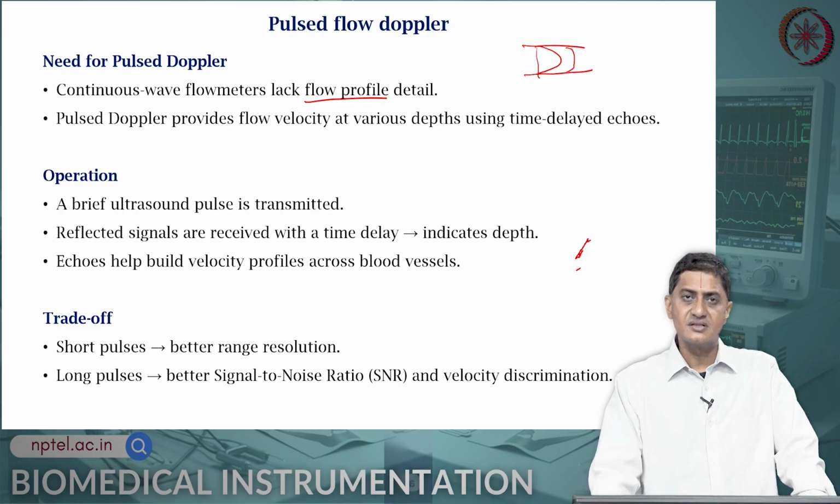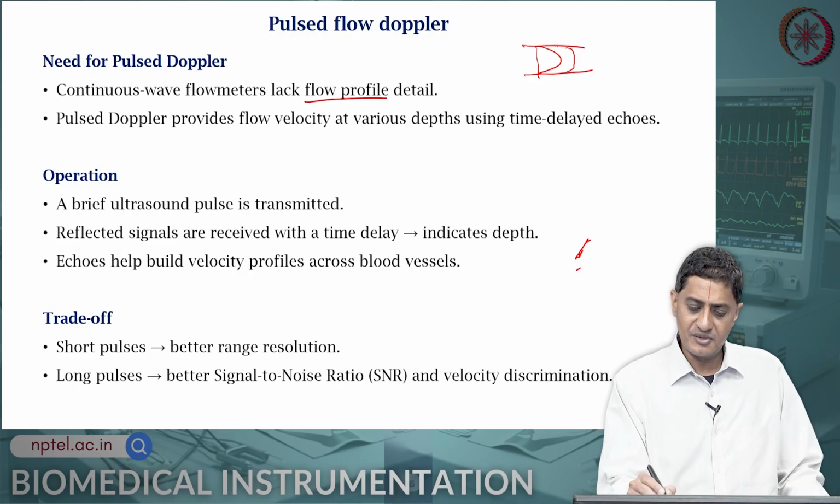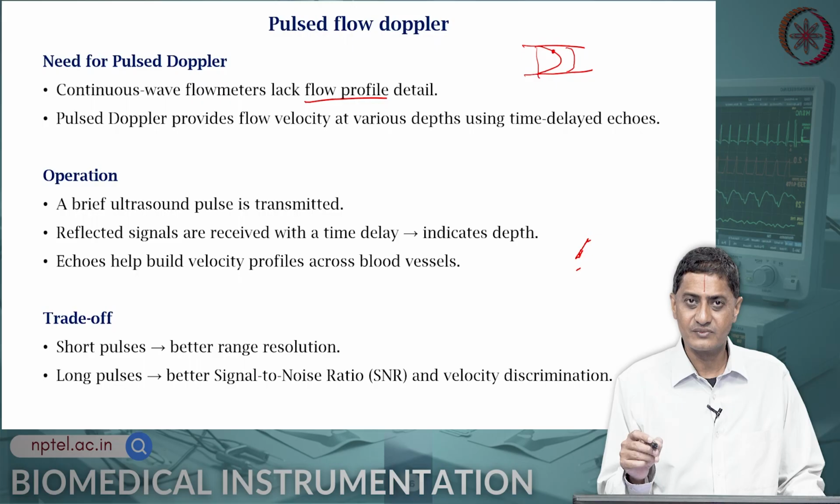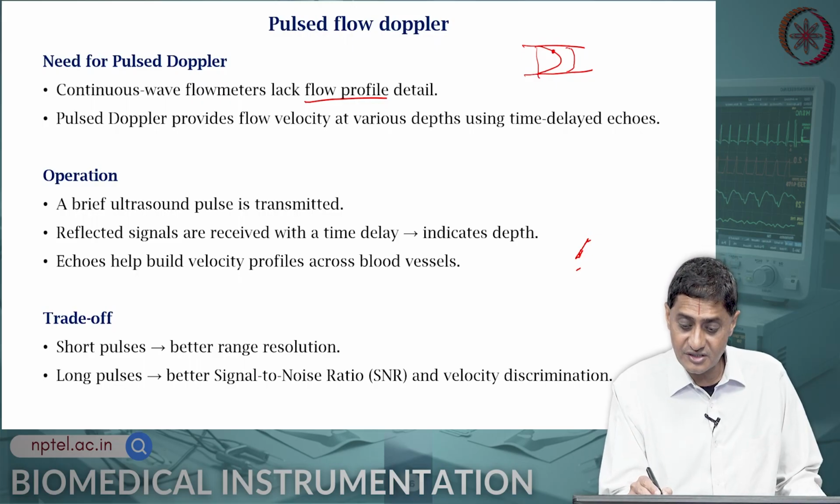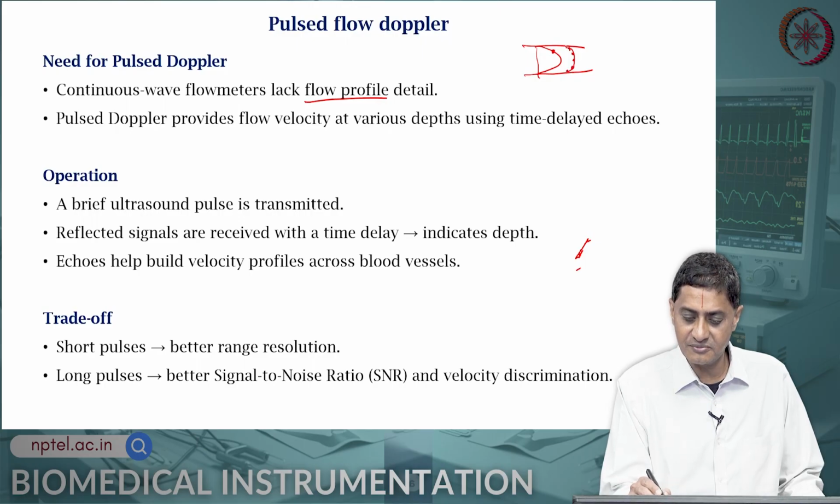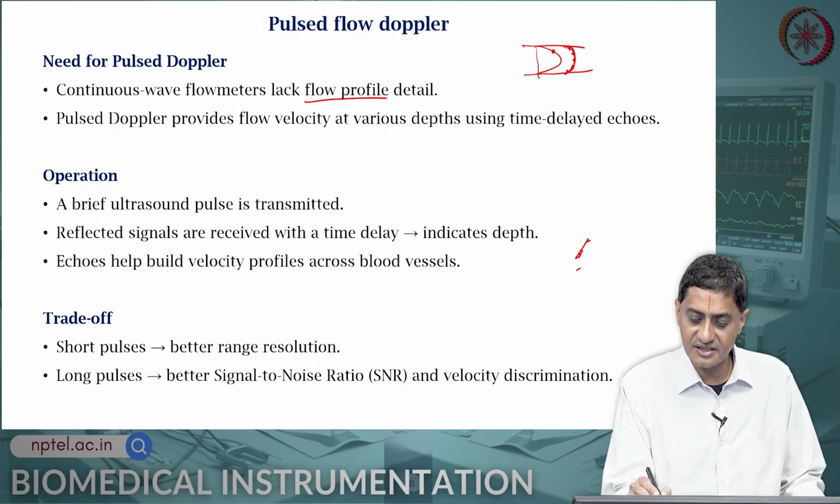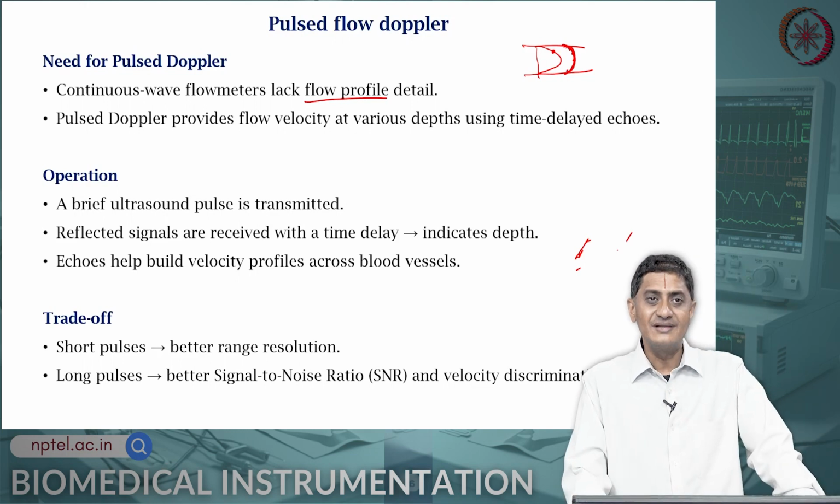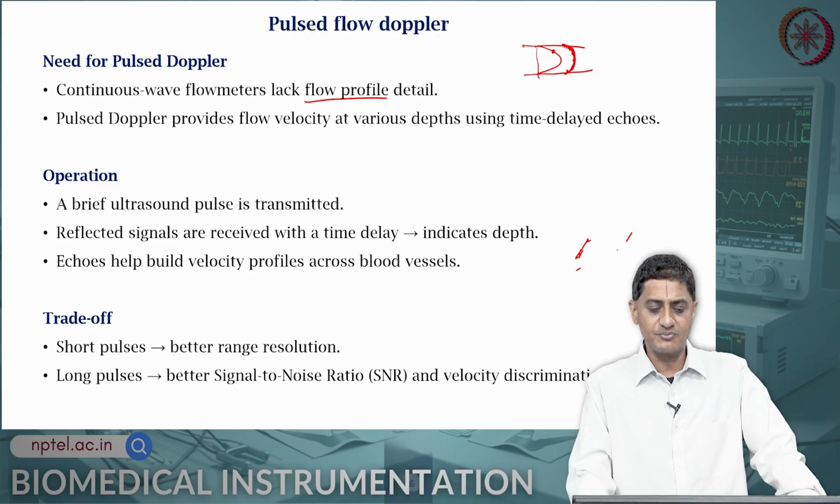This is because the continuous wave measures flow at a particular point in space, at a particular point in time. But you need to measure velocities at that depth, that depth, that depth and that depth to reconstruct this velocity profile. That is being done by the pulsed Doppler. Pulsed Doppler essentially provides the velocity values at various depths by using time delayed echoes.